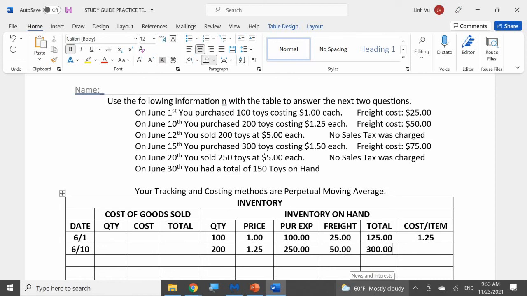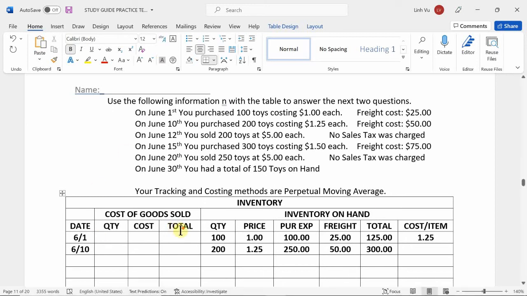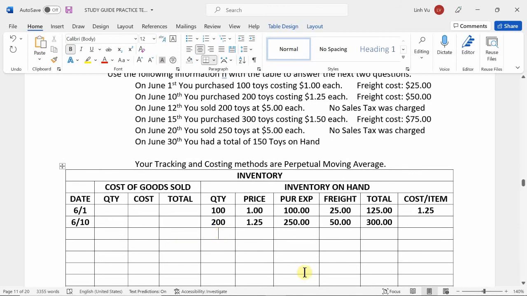Okay, so now I need to add up my totals because now I'm taking an average. I need to figure out what my total quantity is. 100 plus 200 gives you 300, with a total cost of 125 plus 300, which is 425. So now I need to figure out what my average cost per item is going to be. So what is 425 divided by 300? What's my average cost here?